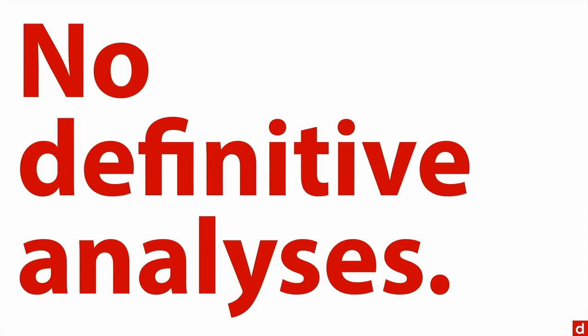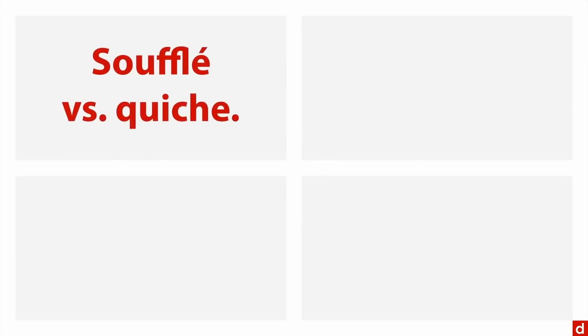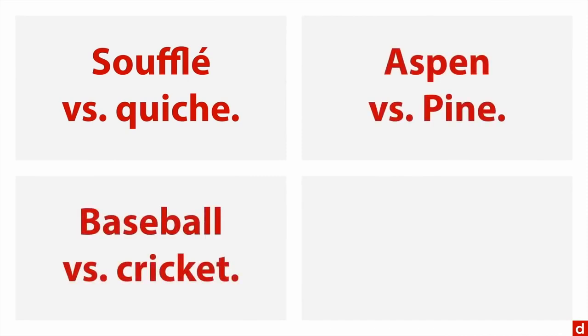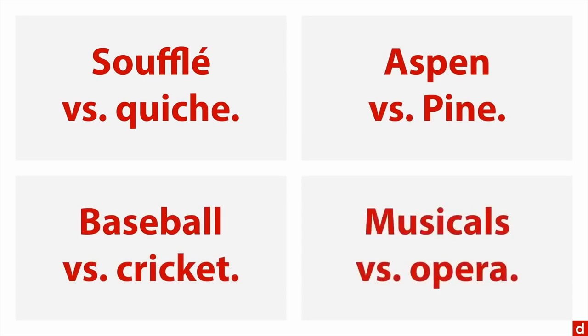So as an example, let me give you a couple of pairs of words and try to summarize the difference between them in just two or three words. In a word or two, how is a souffle different from a quiche? Or how is an aspen different from a pine tree? Or how is baseball different from cricket? And how are musicals different from opera? It really depends on who you're talking to. It depends on your goals, and it depends on the shared knowledge. And so there's not a single definitive answer.